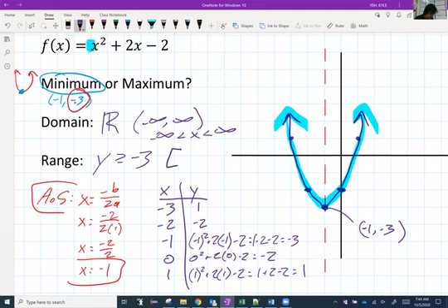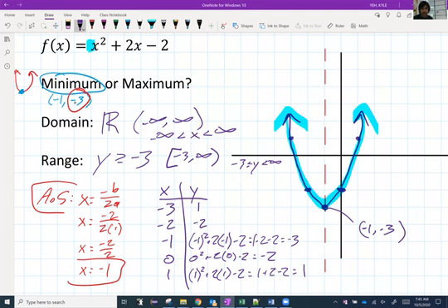I'll also put it in interval notation: -3 with that square bracket to say include -3, all the way to infinity. We could write -3 is less than or equal to y is less than infinity. Again, just showing you all those different ways to write the range. But what y's are we hitting? All the y's greater than or equal to -3.